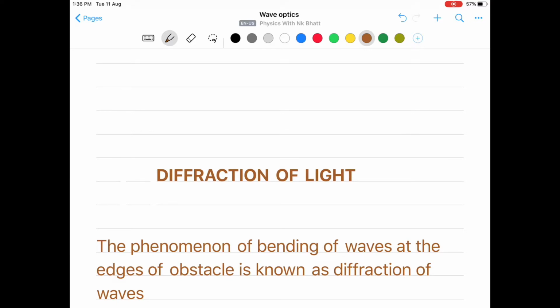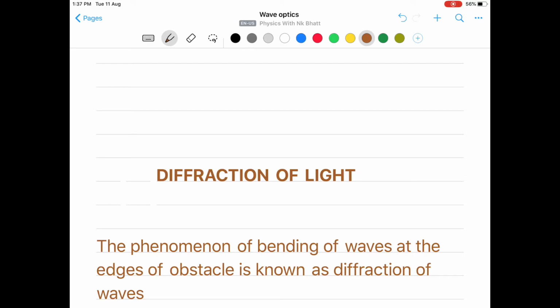This phenomenon is also related to wave optics. Diffraction is the phenomenon of bending of waves at the edges of an obstacle, as you can see in the text. Also here I have written the bending phenomenon. The optics we discussed so far, refraction and reflection, also involve bending, but the reasons behind those bendings are different, and here the reason behind the bending is different. If a wave is propagating from one place to another, and during its propagation any obstacle comes in between, then the wave is found to bend at the edges of the obstacle.